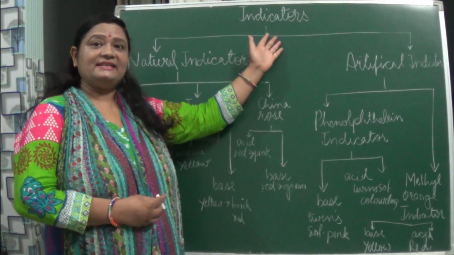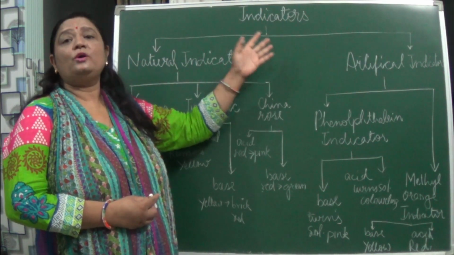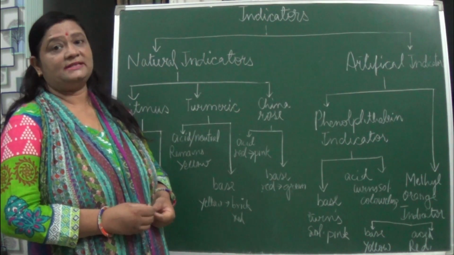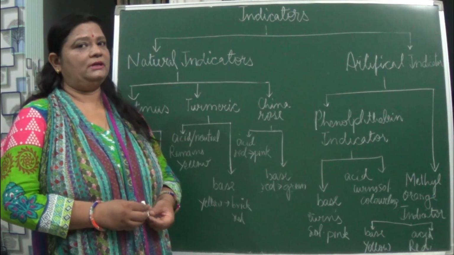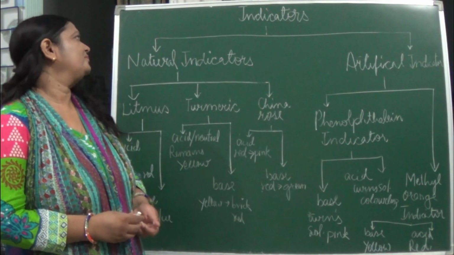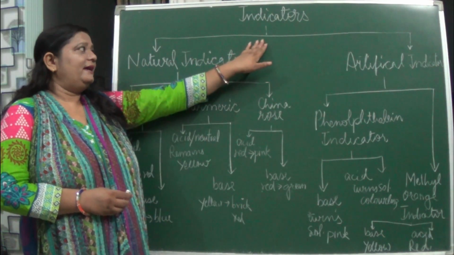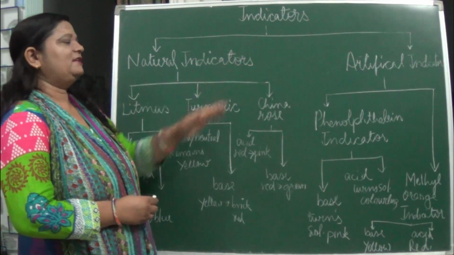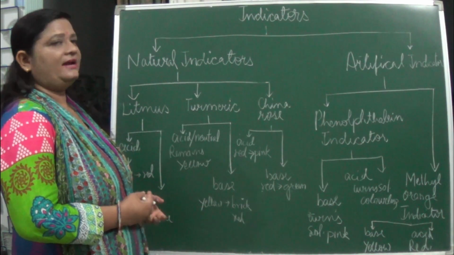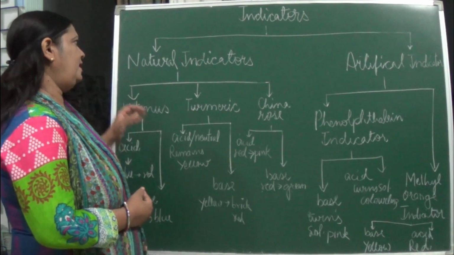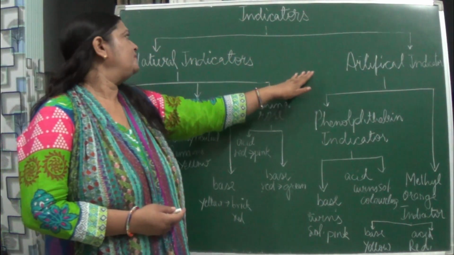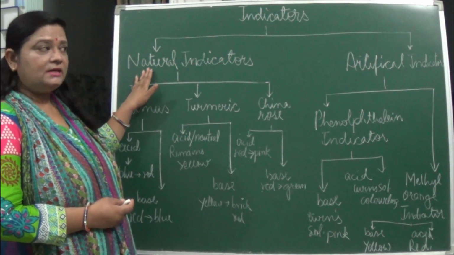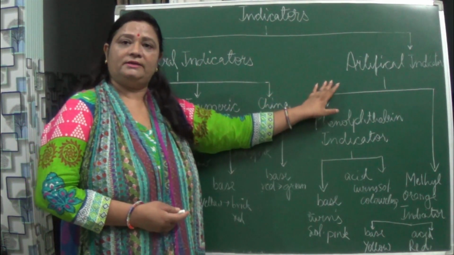These indicators are used in order to detect whether a substance is acidic in nature, basic in nature, or neutral in nature. So these indicators tell us about the substances, whether they are acidic, basic or neutral. These indicators are of two types: natural indicators and artificial indicators.